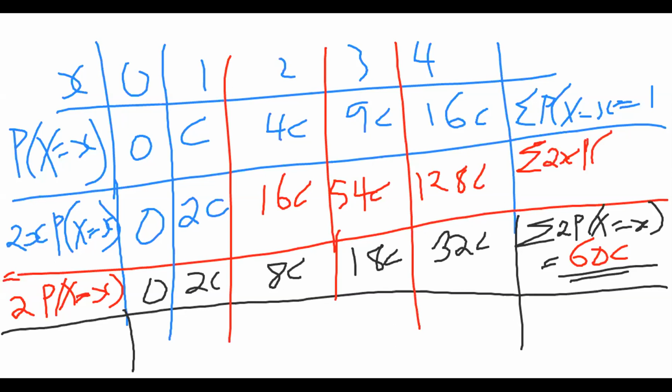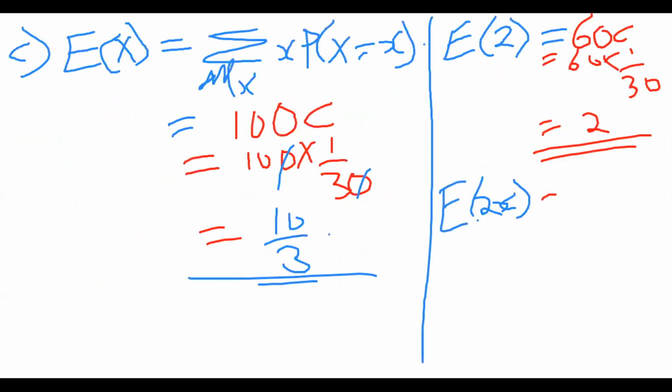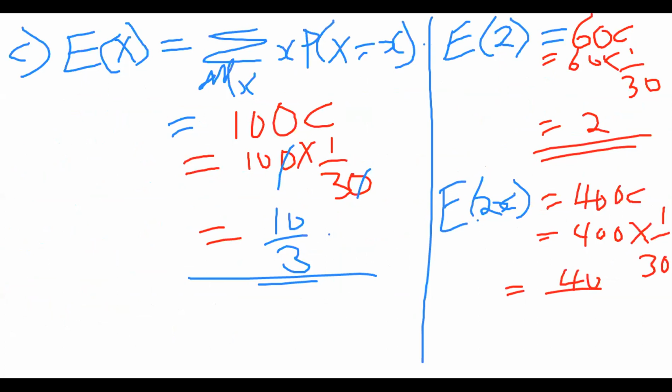So the summation of 2x times the probability of x equals x will be equal to 400c, meaning that our answer will be equal to 400c, which is the same as 400 out of 30. This will give us 40 out of 3.